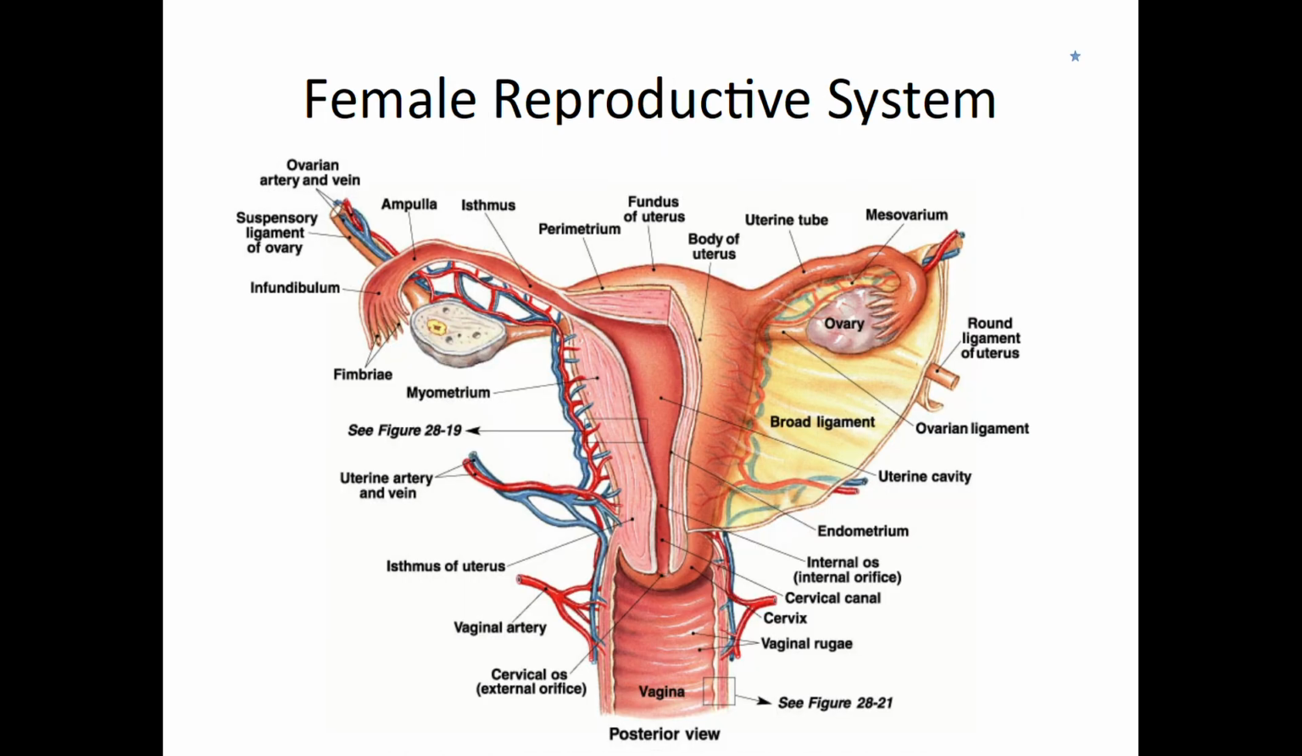And so then we can move into the female reproductive system. And we're going to work through the anatomy of this as we work through the functions. But here's the overview, and I'm going to end this one here.